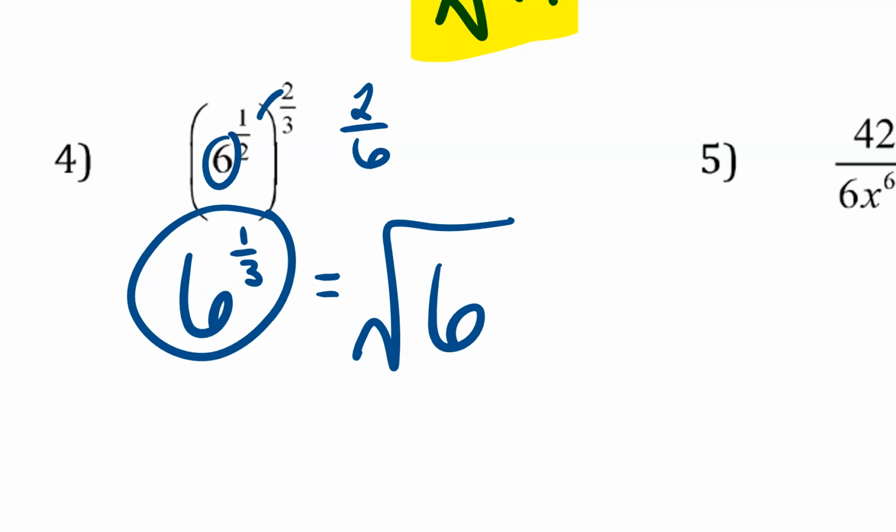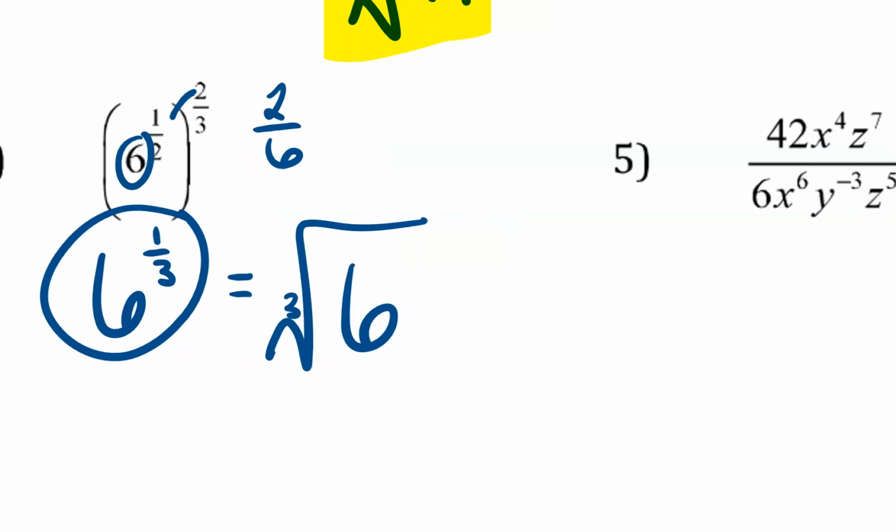In radical form, the index is going to be 3. The power is 1, which again isn't necessary to write the power of 1. It is necessary to write the index of 3, because otherwise it would look like a square root if you didn't have the 3 there.